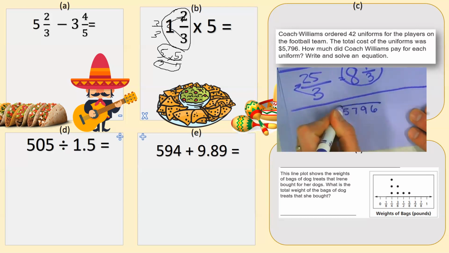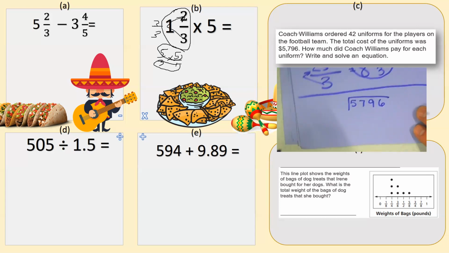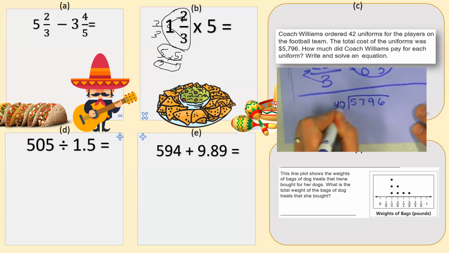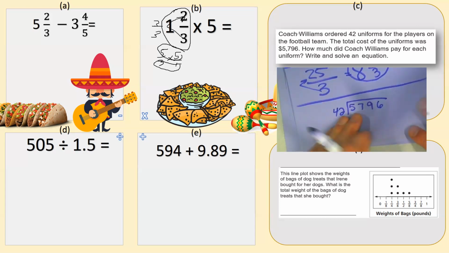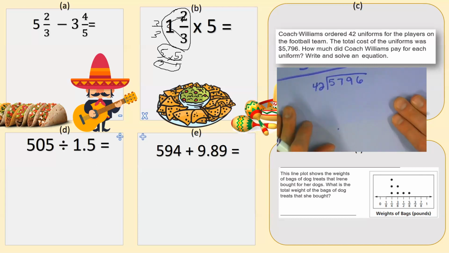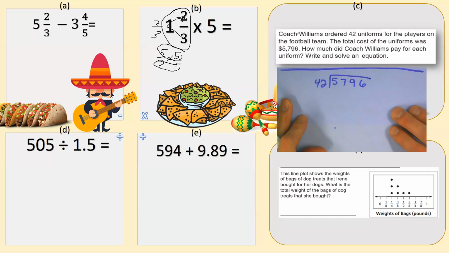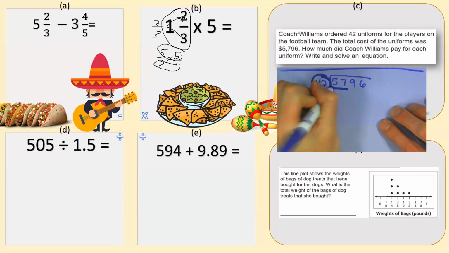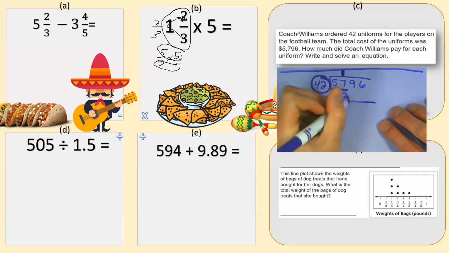5,796. And we are going to divide that by 42. I don't know if I'll have enough room here, so let me rewrite it. Actually, I'll just use another piece of paper here. There we go. So the first thing we want to do is say, well, we're counting by 42s, and how many 42s are in 57? 1. Is there anything left over? Sure. 42, take it away. There's 15 left over, bring down the 9.